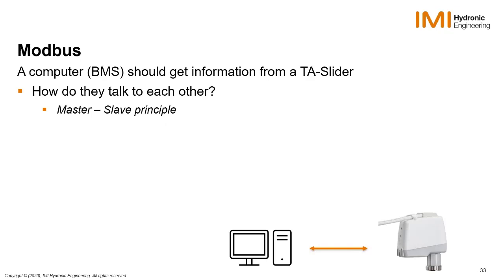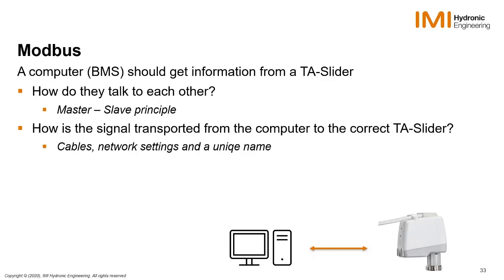So I'll go back to the second slide I had in this presentation, which was a computer getting information from a TA-Slider. How do they talk to each other? There we had that master-slave principle, that the master is dictating and the slave is just responding. How is the signal transported from this computer to the correct TA-Slider? It's through our cable and network settings and our unique naming of the sliders or the slaves. And this is different for Modbus RTU and Modbus TCP.